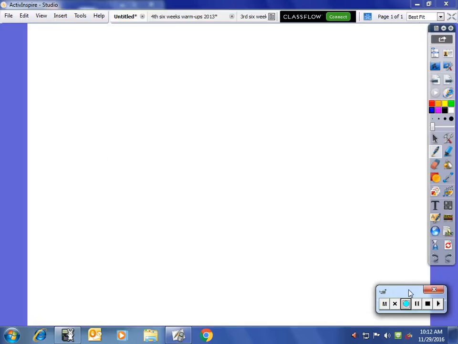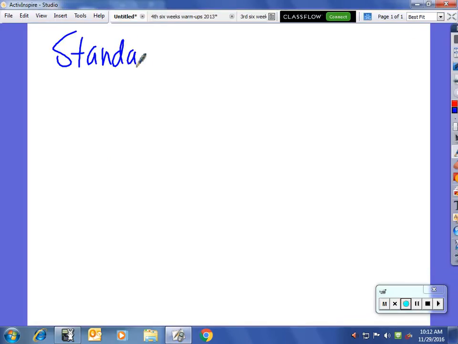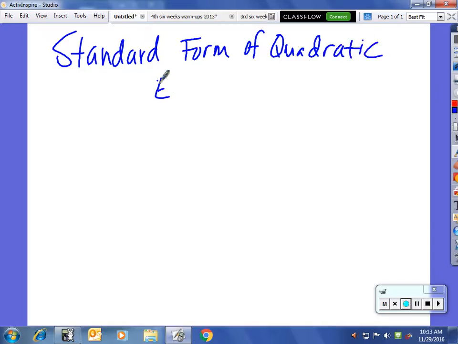Alright, what we're doing today is basically an extension of yesterday. We are solving equations by factoring, but they're not going to be nicely set up for us. We're going to have to rearrange some stuff. We're going to have to put it in what's called standard form. Standard form of a quadratic equation.